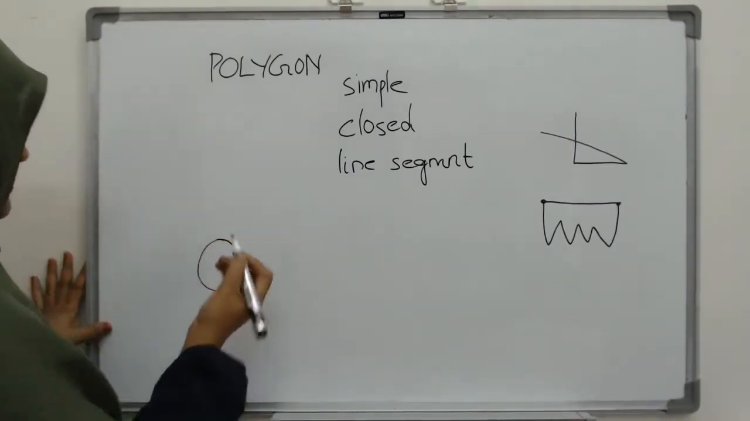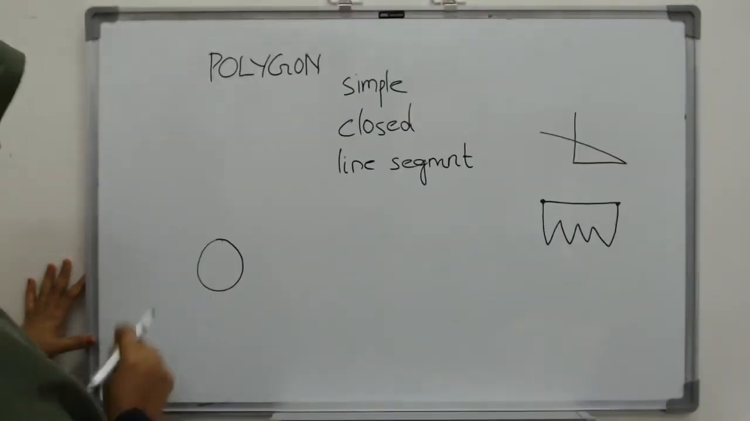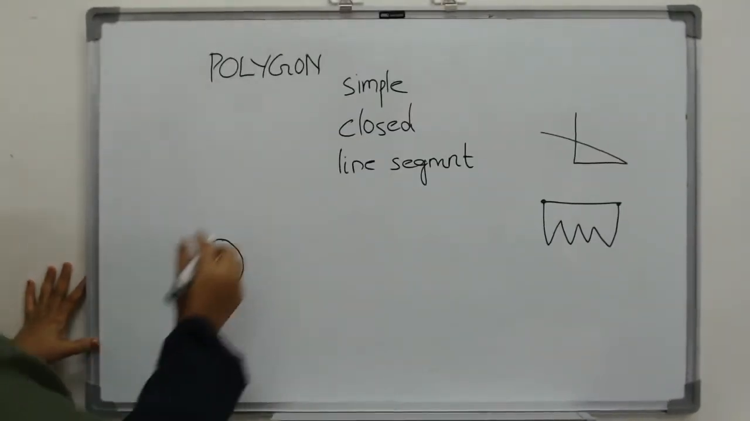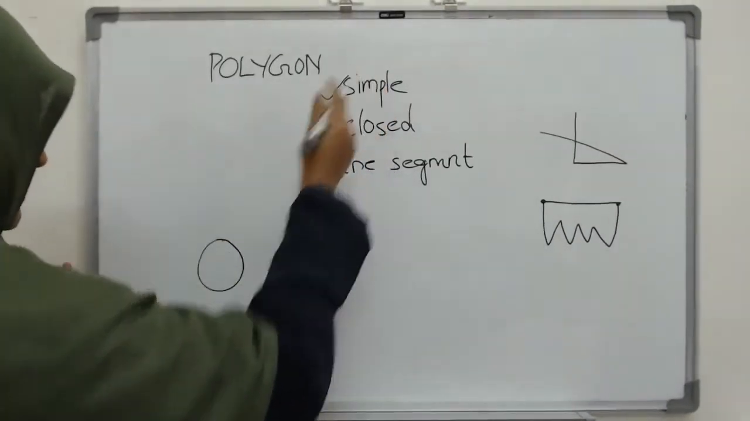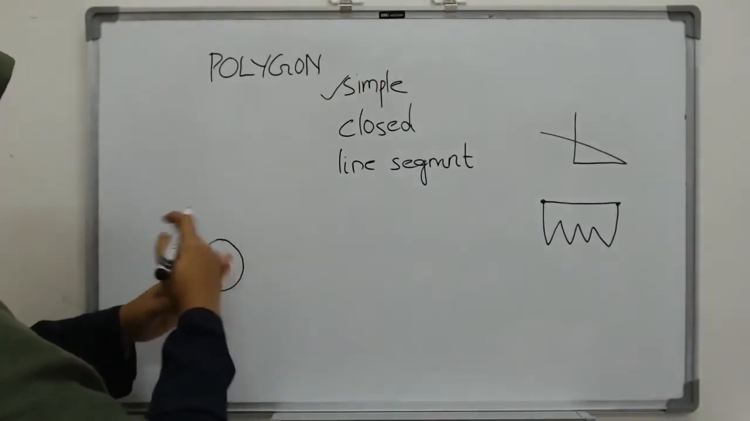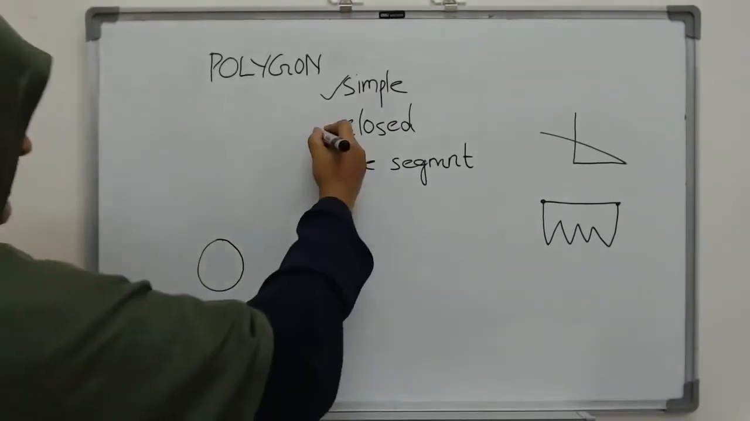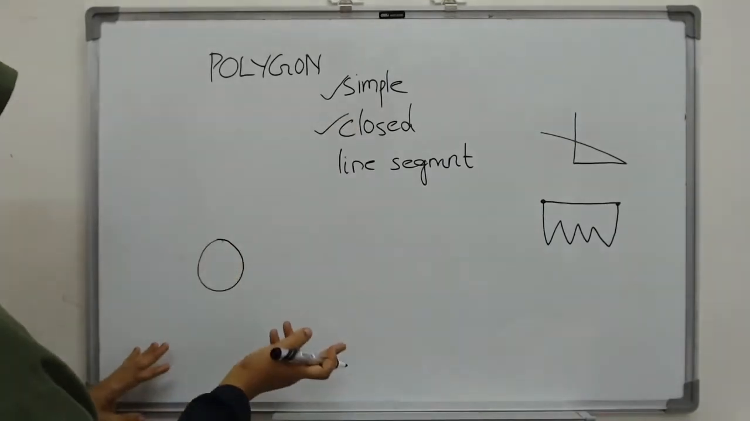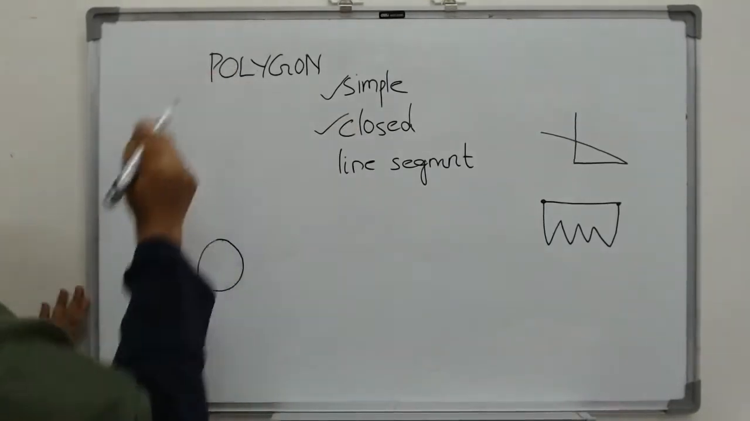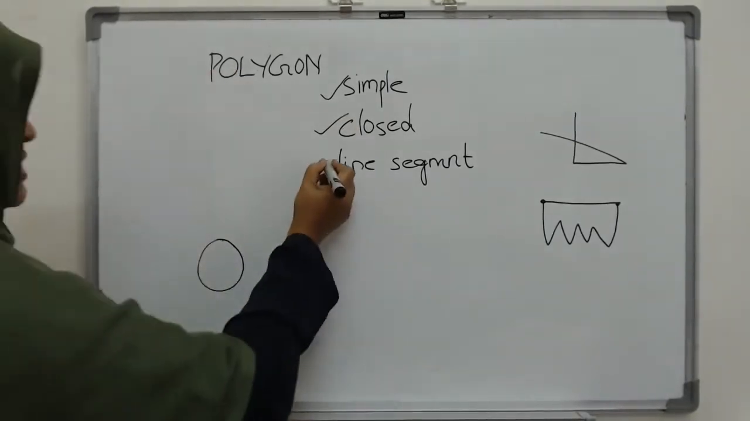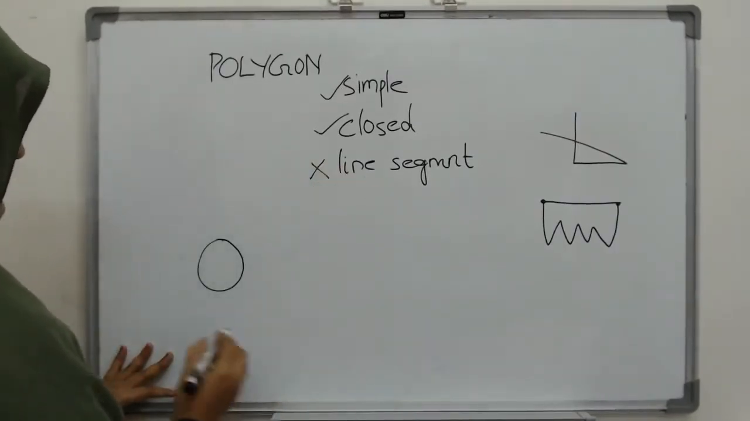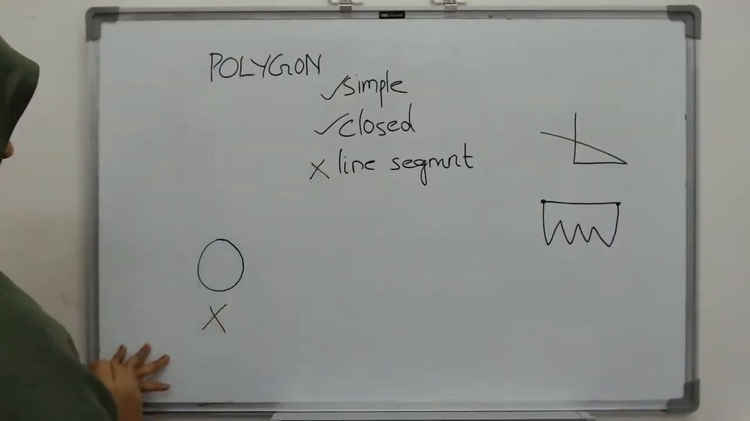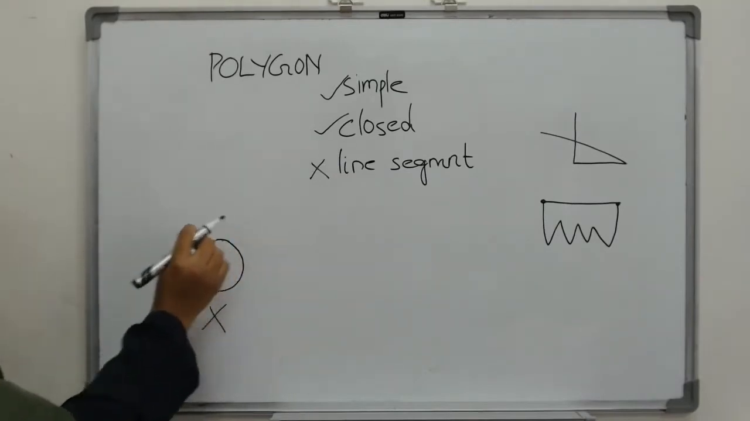What about this? You know what it is called. It is a circle. This is an example of a figure which is simple. There is nowhere where the sides are crossing themselves. It's closed. There are no open endpoints, but still it is not a polygon. Why is that? Because it is not made up of line segments. So this is not a polygon. It is a simple closed figure.